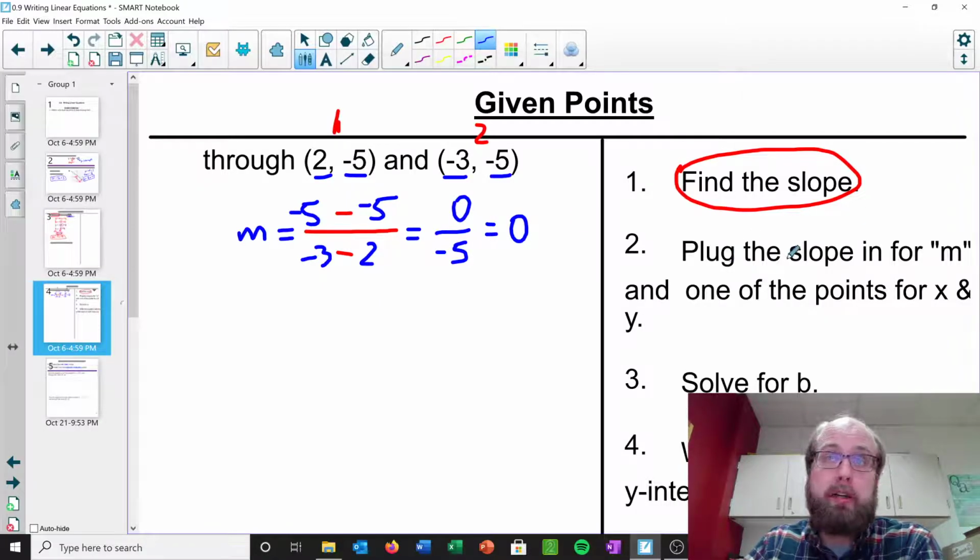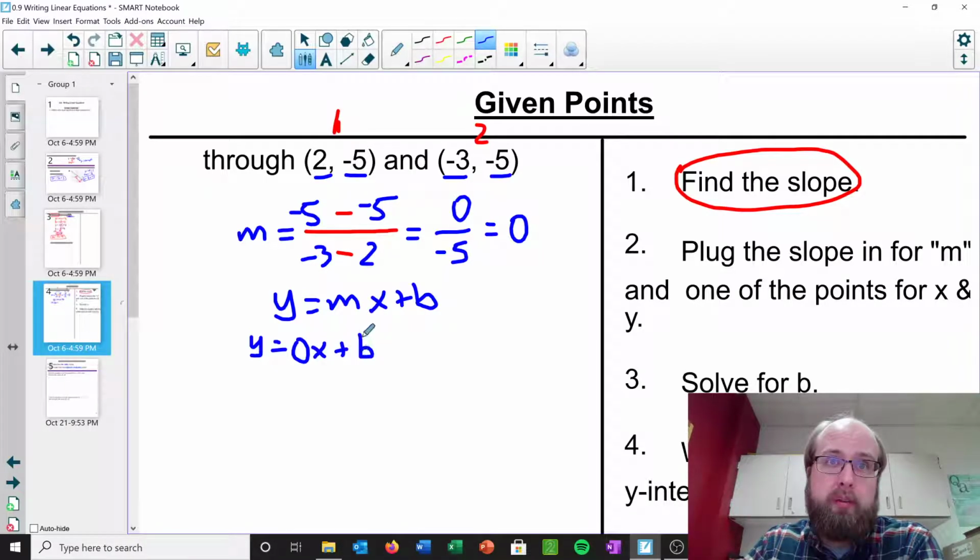Then we move on, and basically, we're going to copy exactly what we did in the last problem, because we're in the same situation now. What do we know? We know the slope, but we don't know the y-intercept. And so when we go ahead and we plug stuff into y equals mx plus b, I can say, well, I know the m, that's 0, so it's y equals 0x plus b, but I don't know the b, and so we'll just keep it as a b.